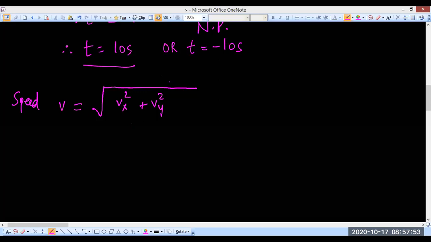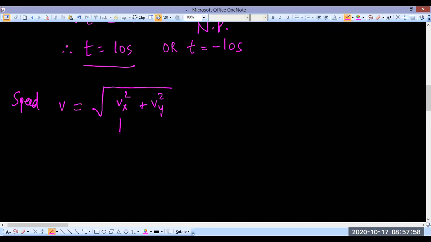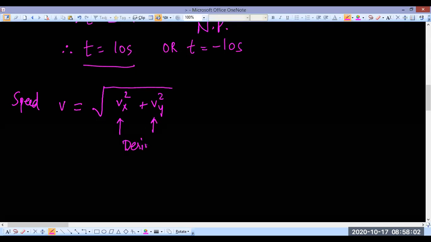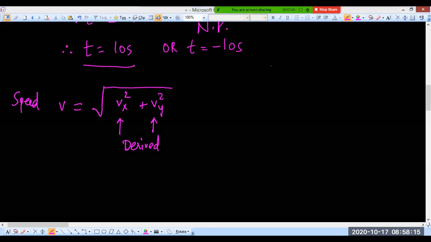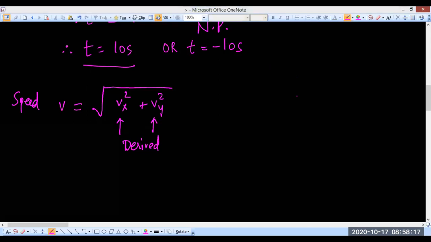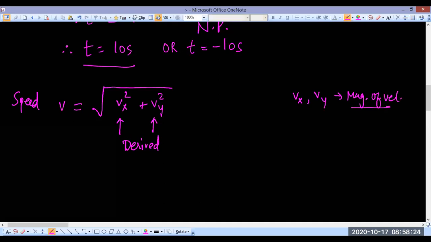But see, I'm being very clear how I understood that we have to do it like this. It is that in projectile motion we have already derived formulas for this. So I thought, okay, I have a way to get vx and vy. So if I find vx and vy, I can find magnitude of velocity, means I can find speed. I'm thinking that okay, I know how to find Vx, Vy. So if I find that, I can find magnitude of velocity, and magnitude of velocity is speed.